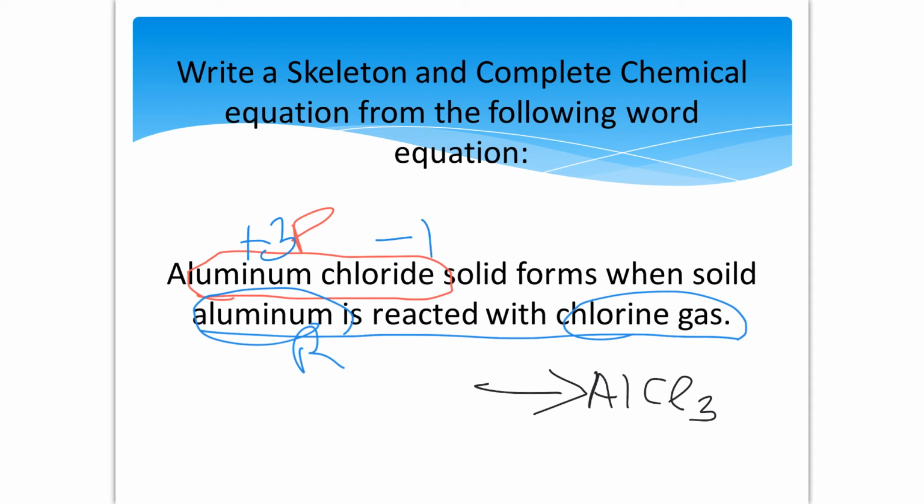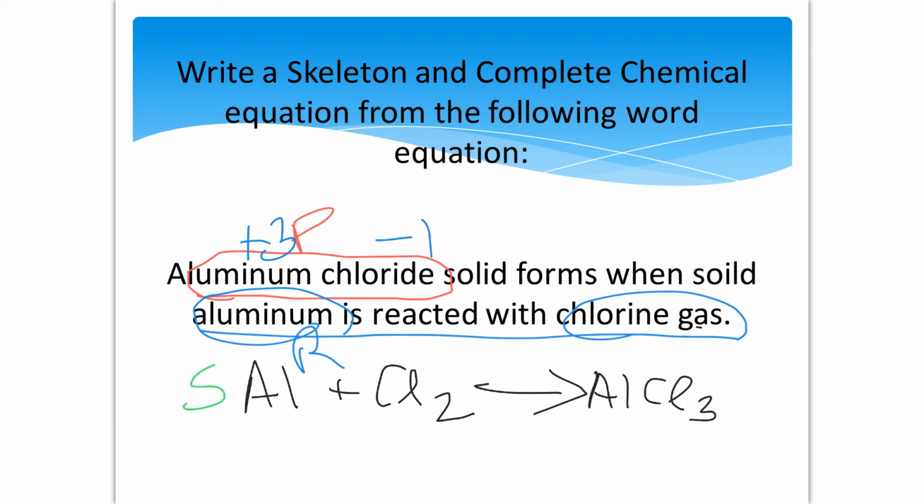And now we have to write our other things. Aluminum is reacted, so aluminum is just Al. And then that's reacted with chlorine gas. Now chlorine is one of the diatomic elements, the 7, so that would be Cl2. So there's your skeleton equation right there. I'm just going to write in green that this is my skeleton.